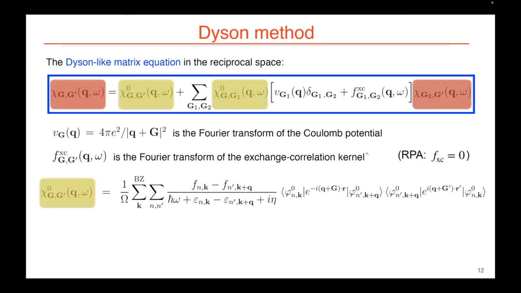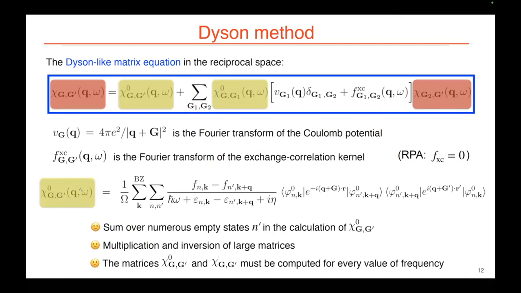So chi naught, in yellow, has this simple form: a sum over k points, and a sum over n and n prime, where n are the occupied states and n prime are the empty states. So essentially, we are considering all possible excitations from all occupied states to all empty states. This can be quite computationally expensive if we have many, many conduction states or empty states. So one has to converge these quantities with respect to the summation.